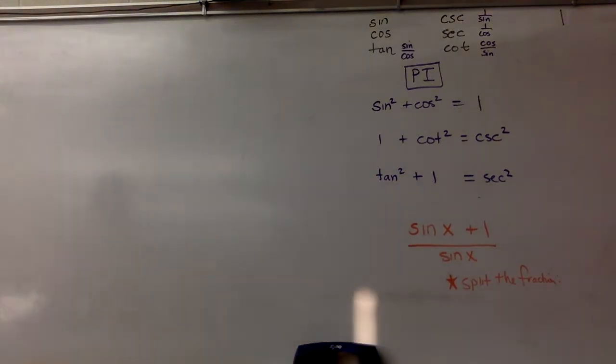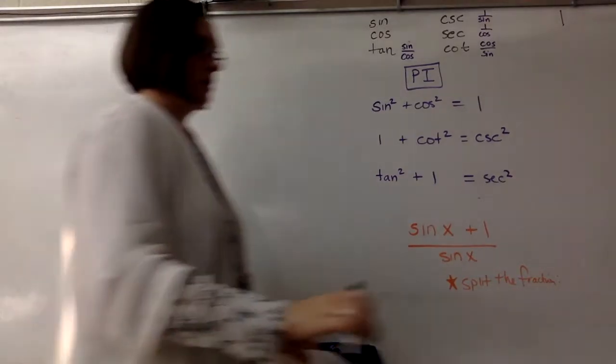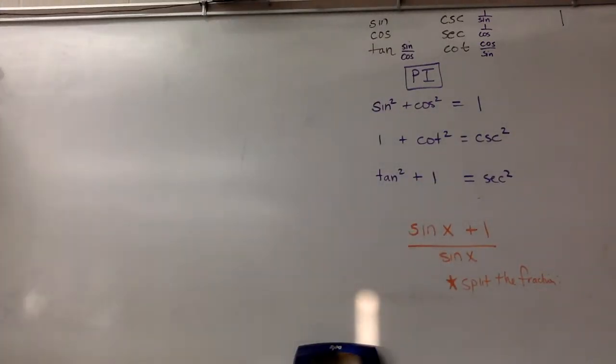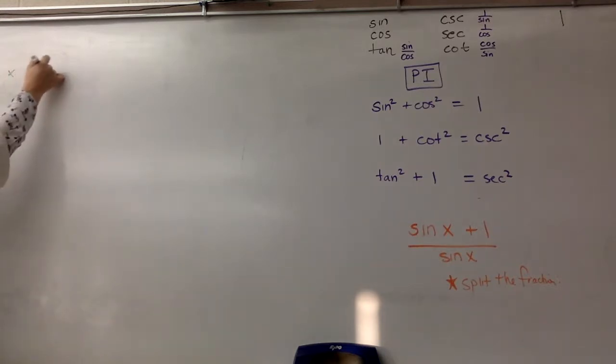All right, so 4 examples for today, and they're going to start out right from the beginning with difficult ones. We're going to jump right into the deep end. So if we take a look at example 1, if I had a black marker, it worked. Example 1 is going to be cosecant of x.